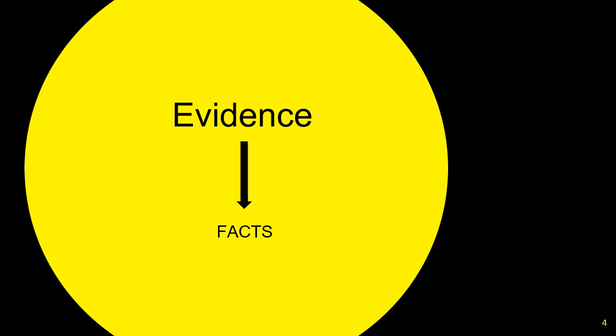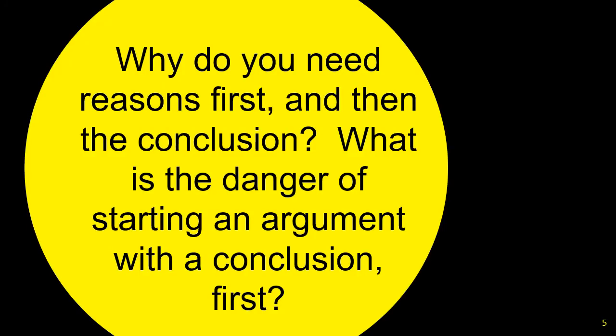Now, not every reason will always be accompanied by evidence. Sometimes an author may give several reasons, but only give evidence for some of the reasons and not all of them. An important point that the book talks about is why do you need reasons first and then the conclusion, and what is the danger of starting an argument with a conclusion first?